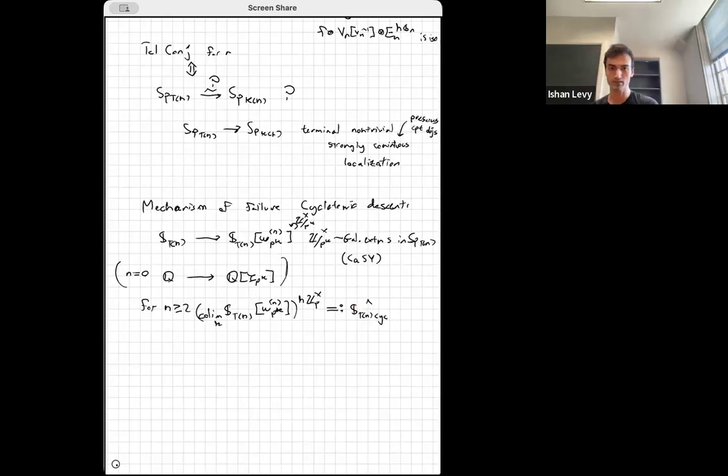And it turns out that modules over this algebra in the Tn local category form again a strongly continuous localization. Namely, if you start with Tn local spectra, tensoring with this object gives you a symmetric monoidal localization onto a subcategory that you might call the cyclotomically complete category.